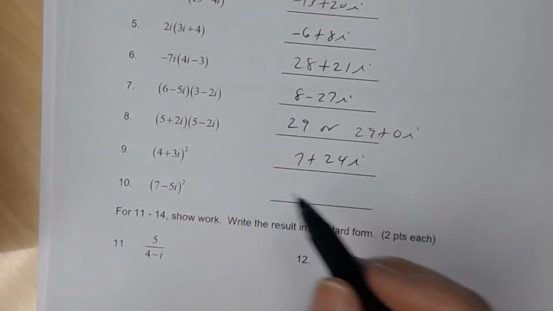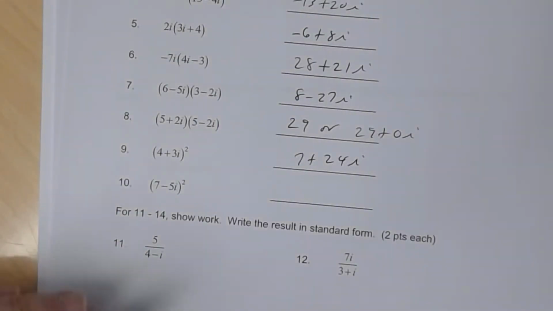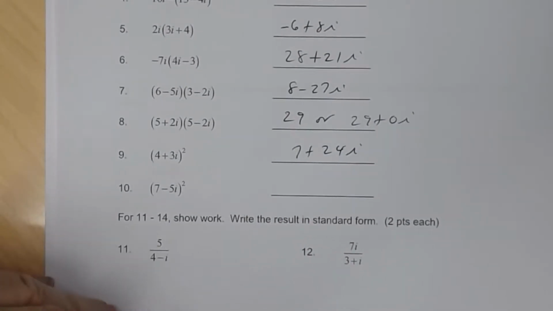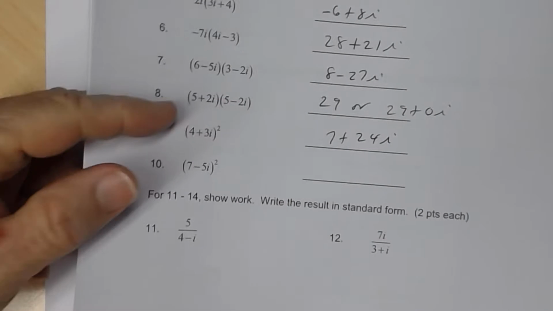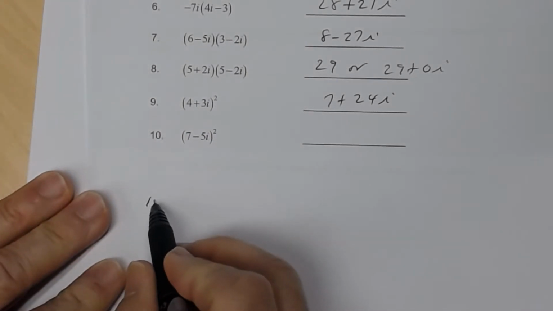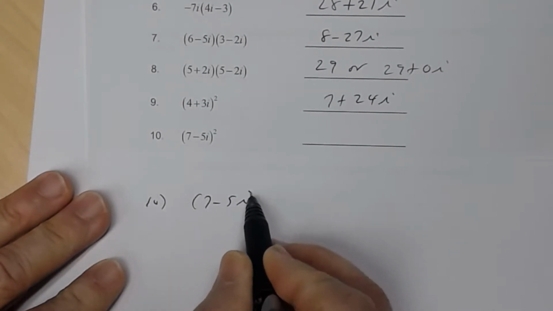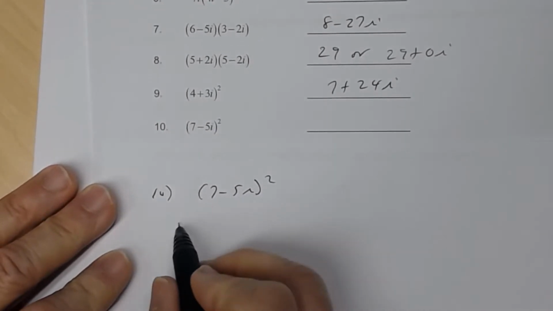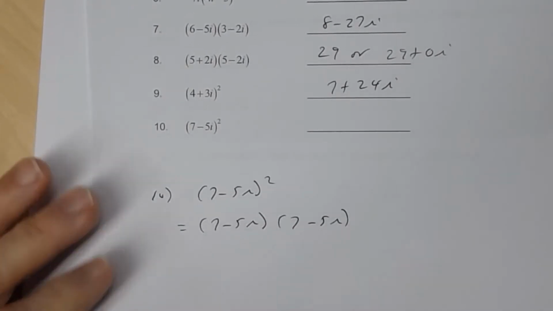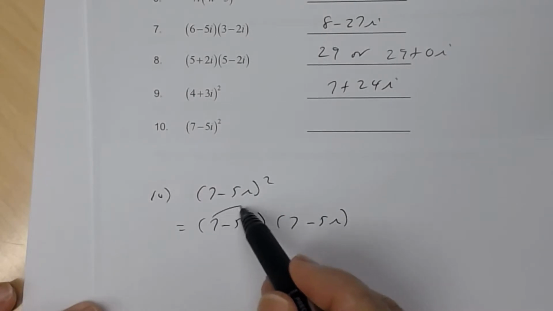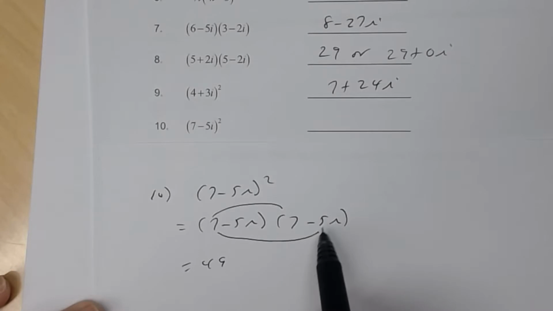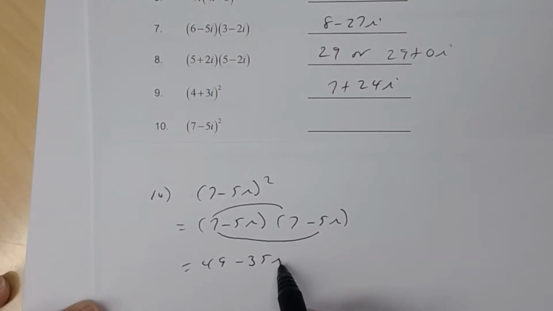All right, number 10. Okay, so number 10, you have 7 minus 5i squared. So again, just like number 9, you're going to write it as 7 minus 5i times 7 minus 5i. And then you use the FOIL method. So 7 times 7 is 49. The outer, 7 times a negative 5i, is a negative 35i.